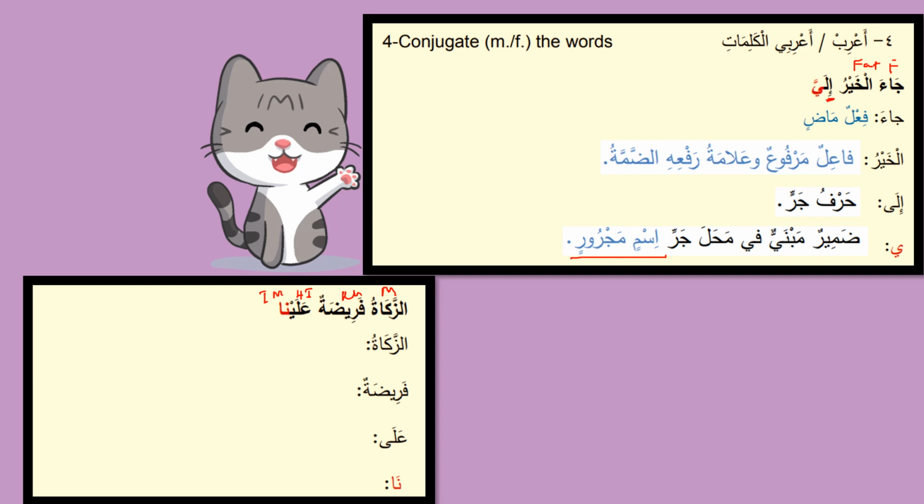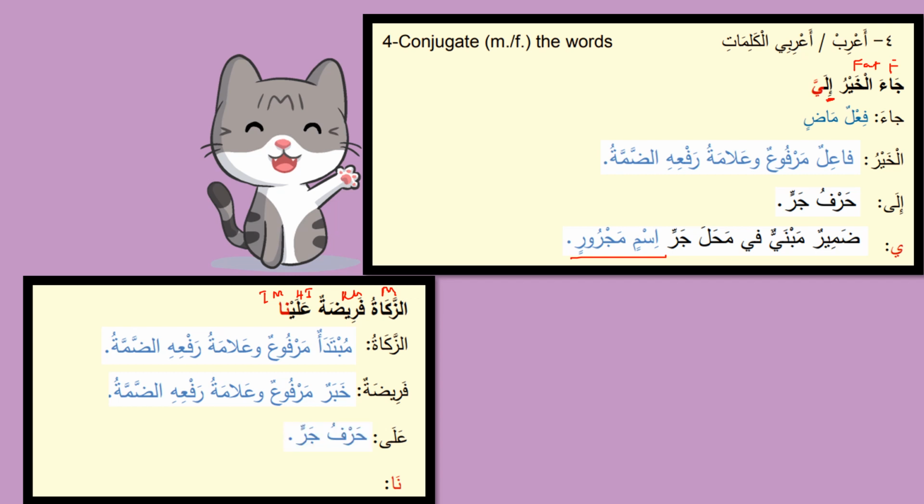Zakah will be mubtada marfu'un wa alamatu raf'ihi ad-dammatu. Then comes faridatun. What is farida? Khabar. So Arab will be khabarun marfu'un wa alamatu raf'ihi ad-dammatu. Now after that we have harf jar. Harf jar, just that's a simple explanation for the harf jar. Now the damir that was attached with the harf jar, its position will be damir mabni fi mahalli jar ism majroor. So if you can say just ism majroor, it will be more than enough.